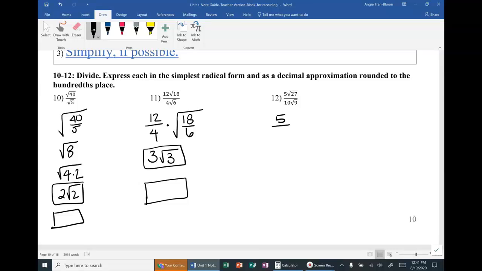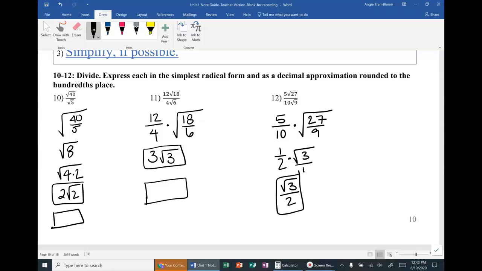Number 12, their coefficients are 5 and 10. Multiply those out, make a big radical. 27 divided by 9. So 5 divided by 10 is really 1/2. 27 divided by 9 is really a big radical of 3. Well, look at that. It's kind of a funky way of writing it, right? Well, this is really radical 3 over 1. So a preferred answer would be radical 3 over 2. That's okay to write, or do 1/2 times radical 3, just like what we had earlier, but make sure you write it in the way that you like, okay? Now write your decimal approximation in there.